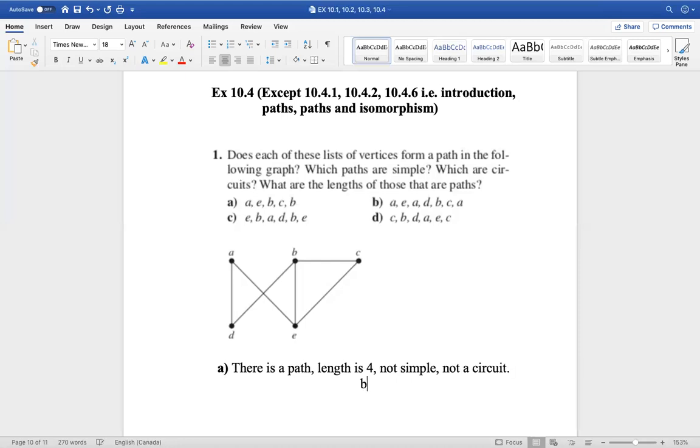Let's take part B. We have A to E. Is there a path from A to E? Yes, there is. Then we go from E to A, then A to D, D to B, B to C. And then I cannot go from C to A now, because for that I would need to take another node. So therefore, this is not a path.